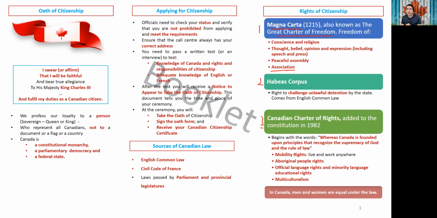Okay, so this is the first source of rights, which is the Magna Carta, a document coming from the British Constitution or the British law, which has another name. It is Great Charter of Freedom.